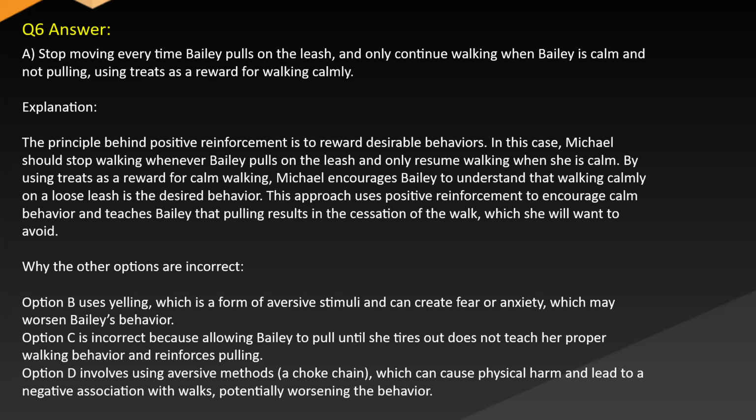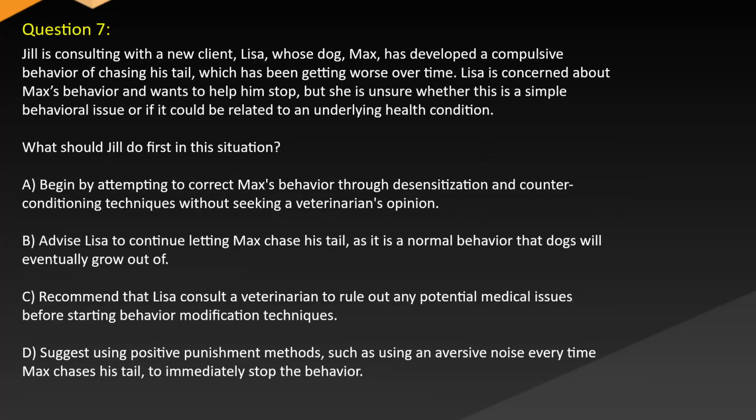This approach uses positive reinforcement to encourage calm behavior and teaches Bailey that pulling results in the cessation of the walk, which she will want to avoid, while the other options are incorrect. Option B uses yelling, which is a form of aversive stimuli and can create fear or anxiety, which may worsen Bailey's behavior. Option C is incorrect because allowing Bailey to pull until she tires out does not teach her proper walking behavior and reinforces pulling. Option D involves using aversive methods, a choke chain, which can cause physical harm and lead to negative association with walks, potentially worsening the behavior.